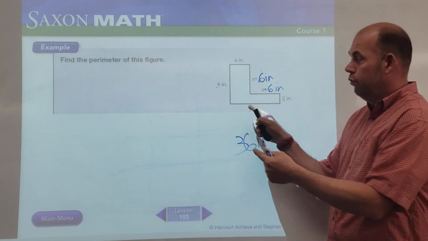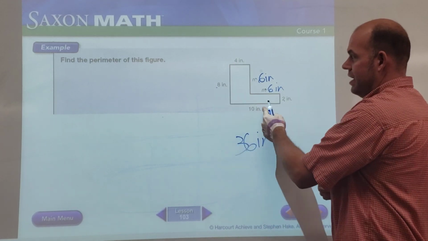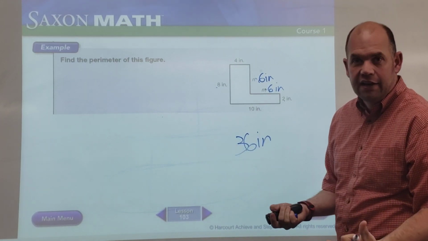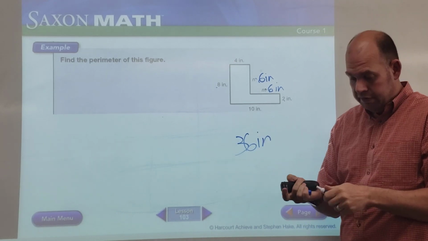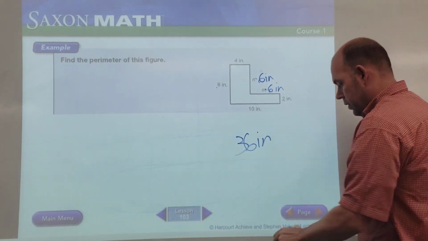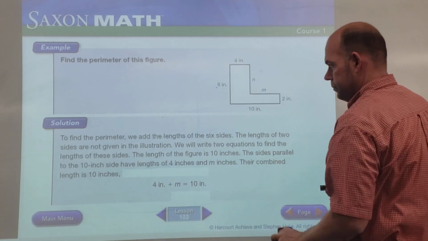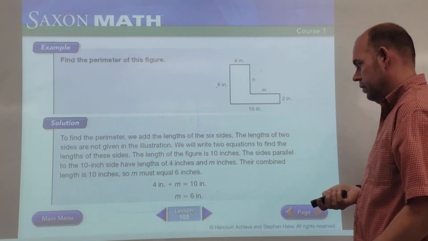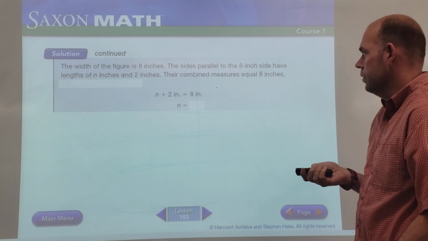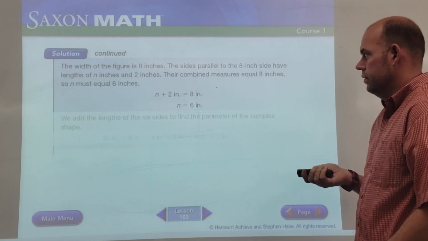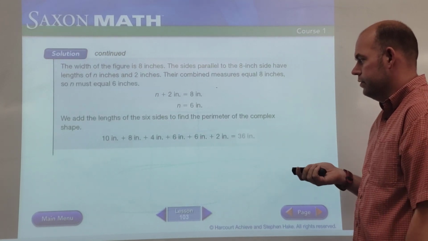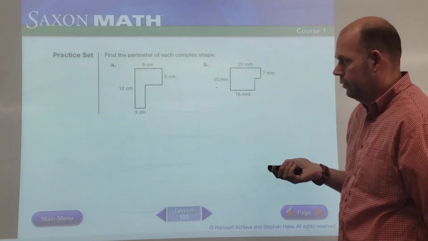And the way we, again, can check our work, 36 inches is our answer. Let's look at the two full sides. 8 plus 10 is 18. 18 times 2 equals 36. So it checks out. And they're just showing lots of different ways of doing that. It's the same thing we did, only slower.